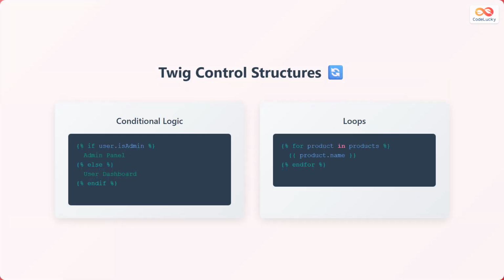Twig provides control structures for conditional logic and looping. For conditional logic, use {% if %}, {% else %}, and {% endif %}. For example, {% if user.is_admin %} will display the admin panel if the user is an admin, otherwise, it will display the user dashboard. For loops, use {% for %} and {% endfor %}. For example, {% for product in products %} will loop through each product in the products array and display its name.